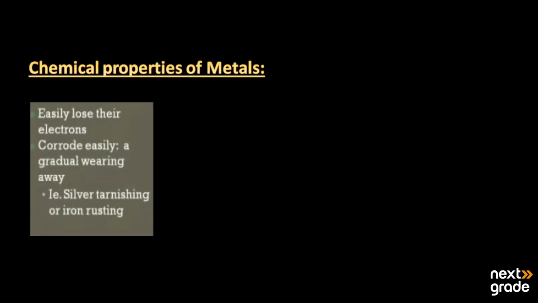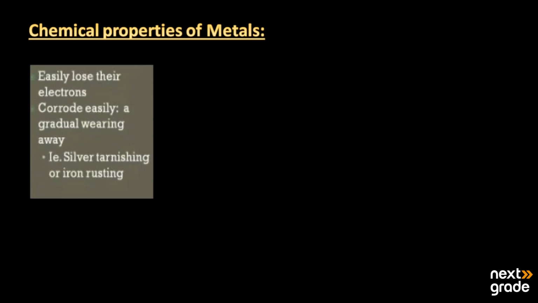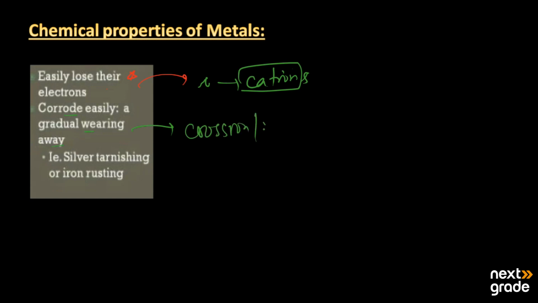And then we talk about the chemical properties of metals. The chemical properties include that they lose electrons easily, and when they lose electrons easily, they change into cations. They also corrode, gradually wearing away. This means the process of corrosion and rusting also takes place in metals. Likewise, silver starts to tarnish or iron starts to rust.